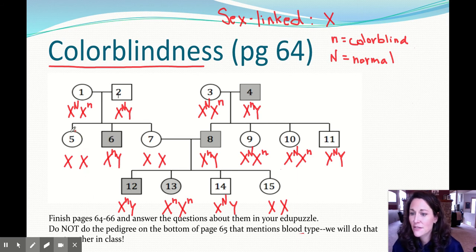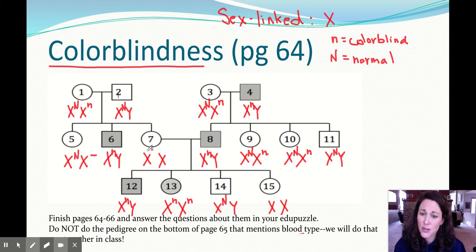And then I look at individual number 5. We know she does not have the trait, so she is X big N. But here's the tricky part. She could have gotten this big N from either her mom or her dad because they both have X big Ns. And we're not sure what this other X is. If she got this X big N from her dad, she could have gotten X little n from her mom. Or she could have gotten X big N from her mom and her dad. So we don't know. So we're going to put X big N, X line. And that just means we're unsure what her allele is here.